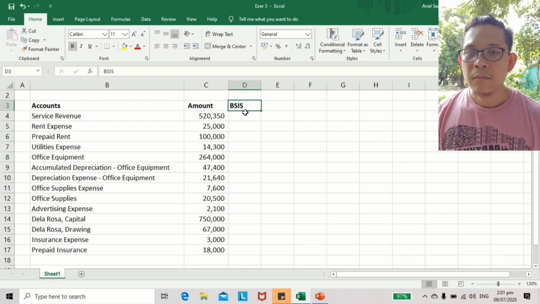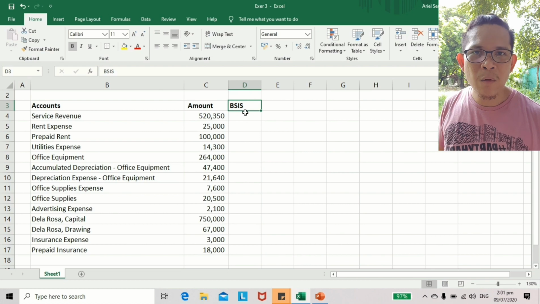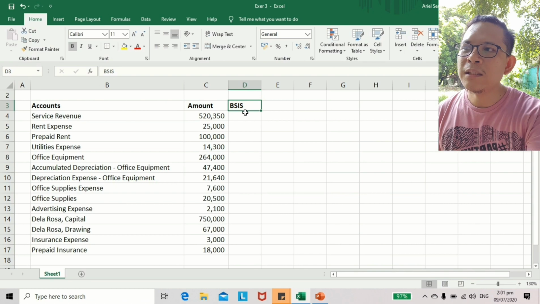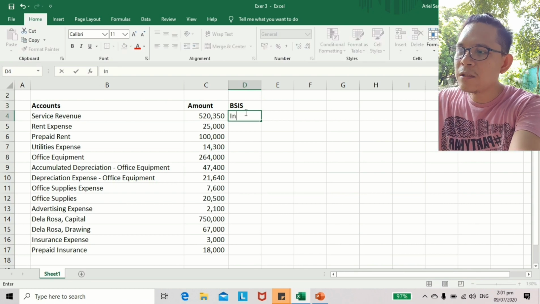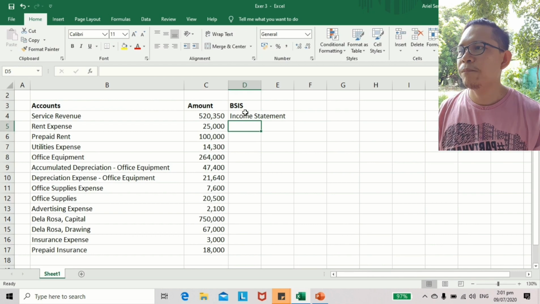O again, meaning in the previous episodes kasi na ipaliwanag ko na ito, when we are talking of service revenue under a service business, ito yung mga kita mo from providing your services. So basically, this is an income statement account. Okay? O, lagay ko dito, income statement.